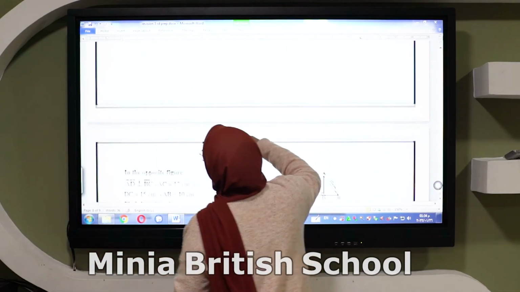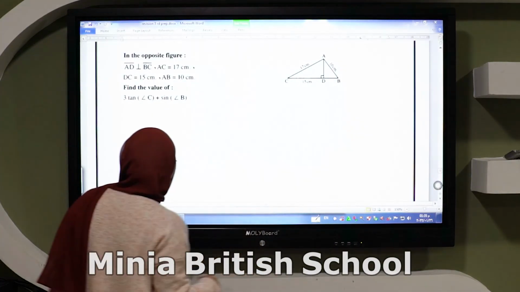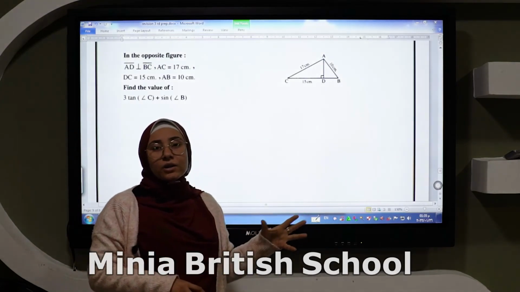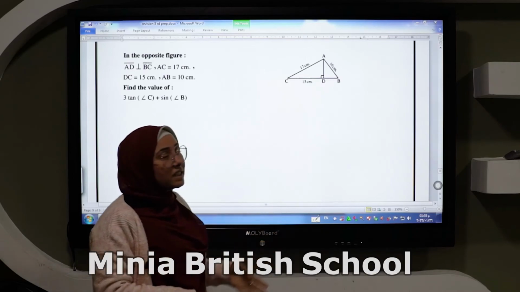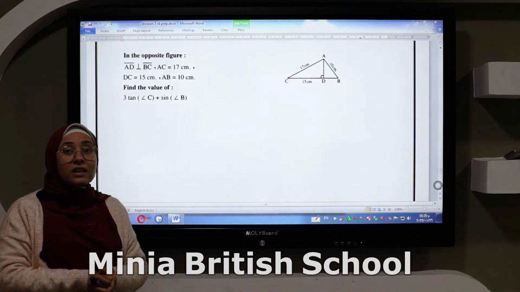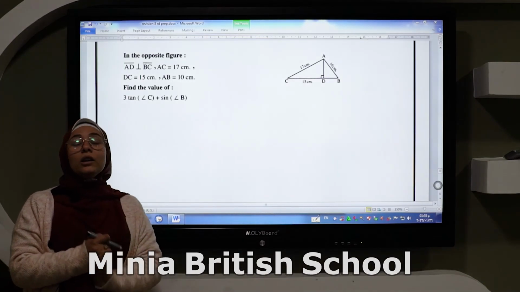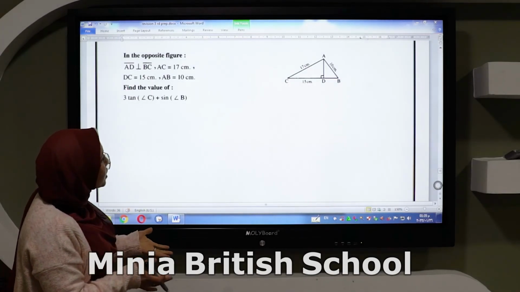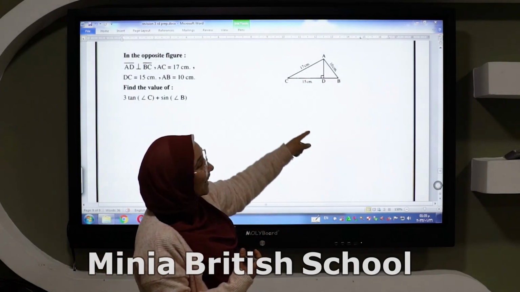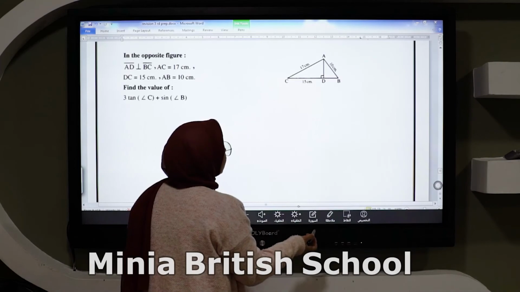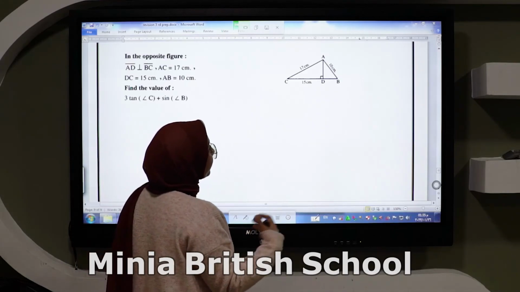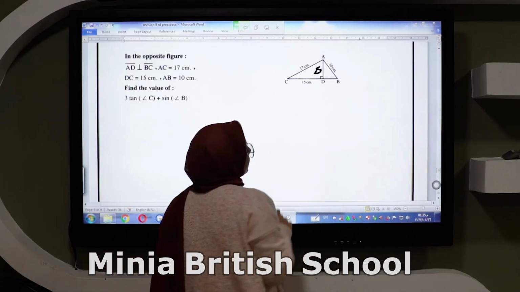Last exercise. In the opposite figure, AD is perpendicular to BC. AC equals 17, AB equals 10, CD equals 15. I need to find the value of tan C plus sine angle B. Tan equals opposite over adjacent, so I need to find the value of AD. ADC is a right angle triangle, so from Pythagoras theorem, you can find the length of AD equals 8.